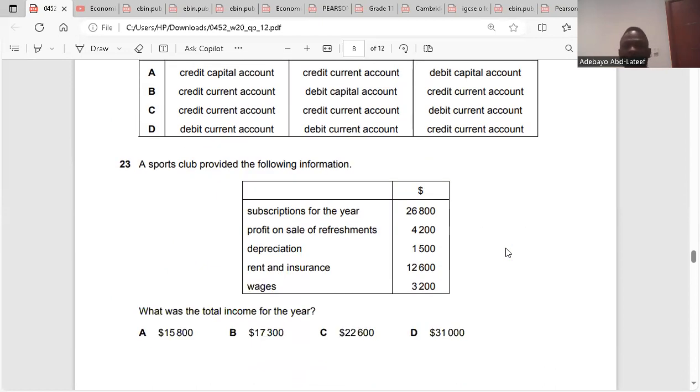A sports club provided the following information. Did you get it right? Yeah, 23, yeah. Okay, so it is subscription and profit on reserve. Income, not profit. So it's 31,000. The 24.